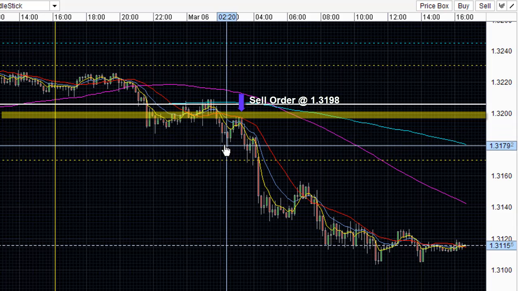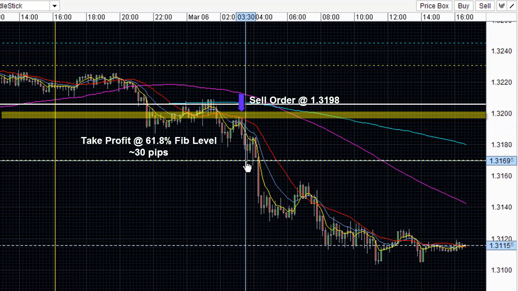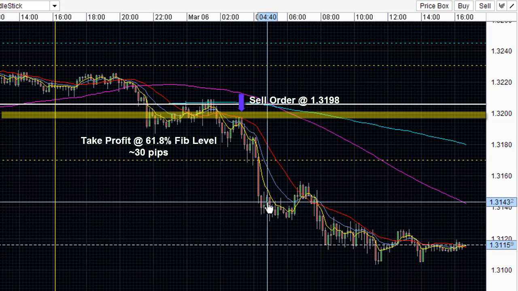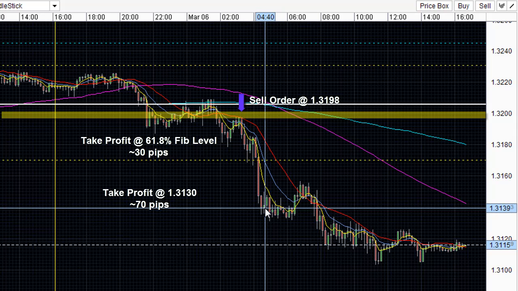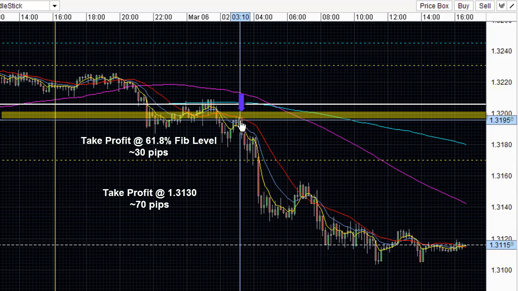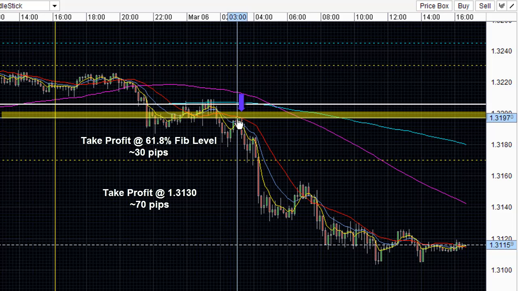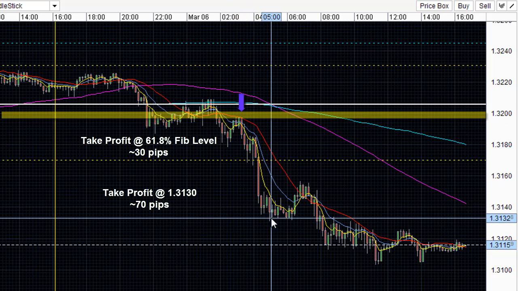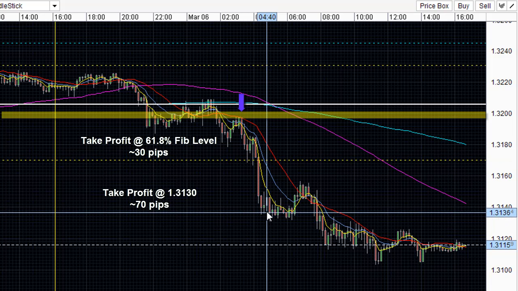So if you would have taken your profit at this 61.8% Fibonacci zone at 31.68, it would have resulted in a 30 pip trade. Or you could have held out onto your trade. You could have maintained the bearish bias and closed it when it reached this intraday support at 31.30 for about a 70 pip trade. So that was one entry you could have made after the London Open. You could have entered at the 3200 psychological zone, and held your trade out and closed it for about a 30 pip or a 70 pip trade.